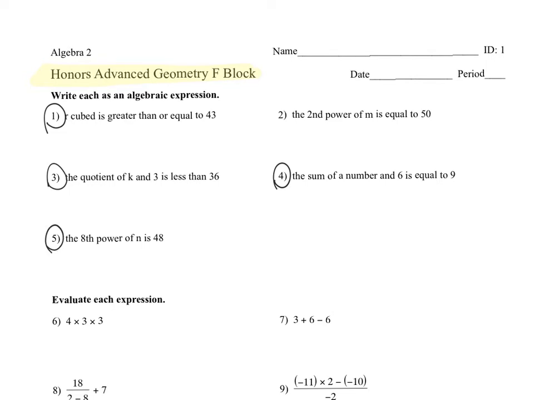So number 1 says r cubed is greater than or equal to 43. So really just r cubed greater than or equal to 43. And I'm done because the question is asking for an algebraic expression and not for us to actually answer.